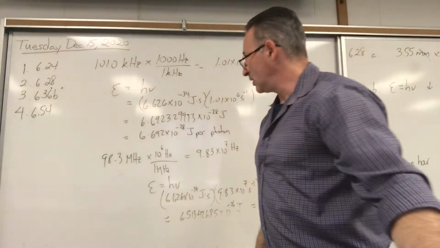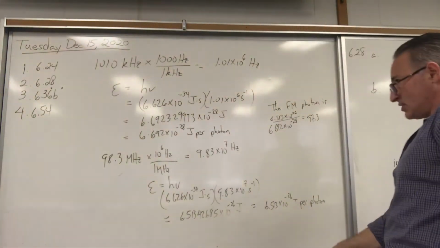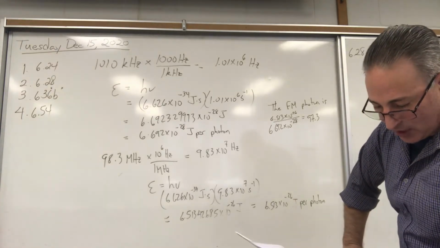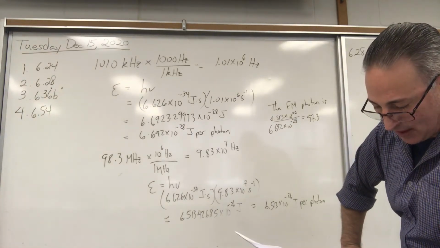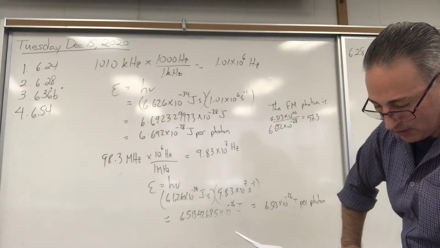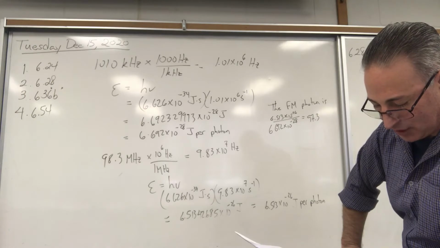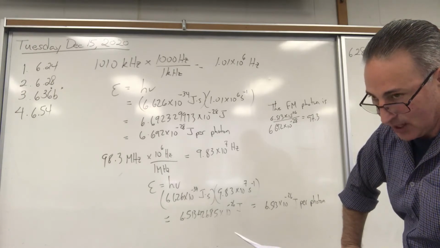All right, so on your mock test, you had 4 questions. The first one was, an AM radio station broadcasts at 1010 kilohertz and its FM partner broadcasts at 98.3 megahertz. Calculate and compare the energy of the photons emitted by these 2 radio stations.